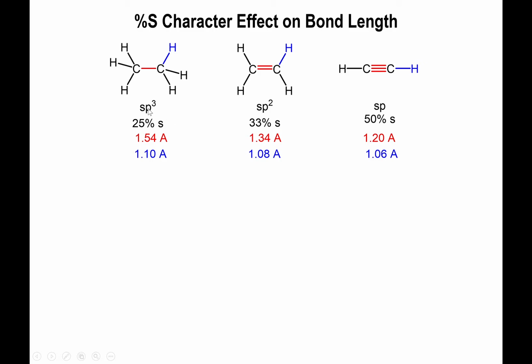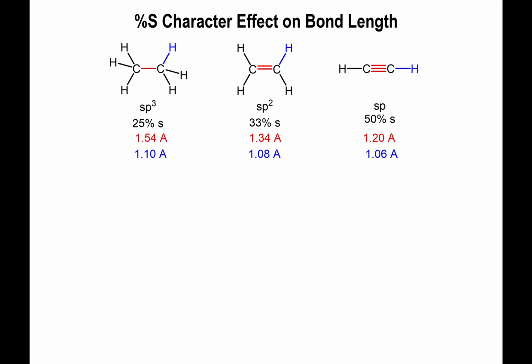Alright, now, in an sp3 hybridized orbital, you only have 25% s content because there's only one s orbital out of 4 orbitals. In the sp2, you have 33% s content because there's one s orbital out of 3. In an sp, you have 50% s content. Now, notice something interesting about these molecules.